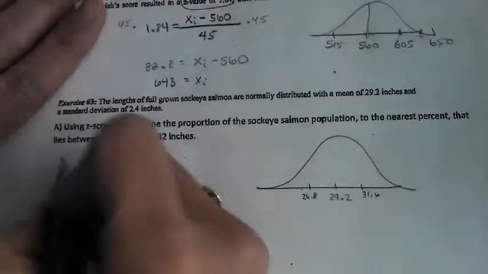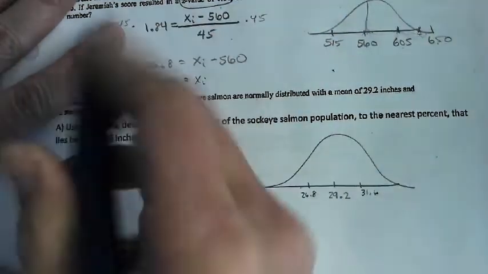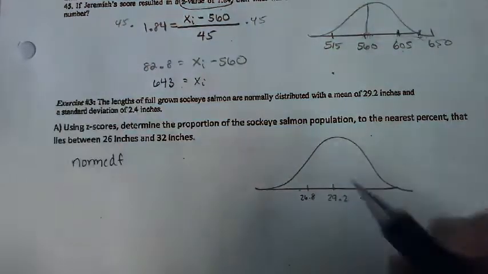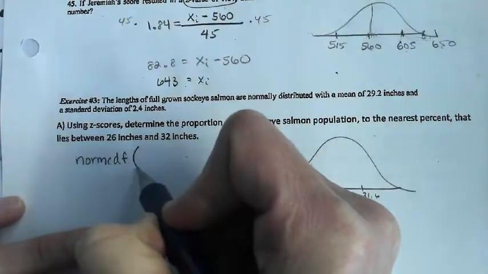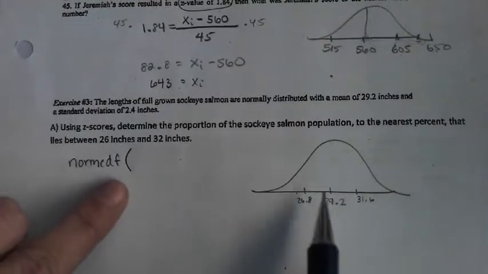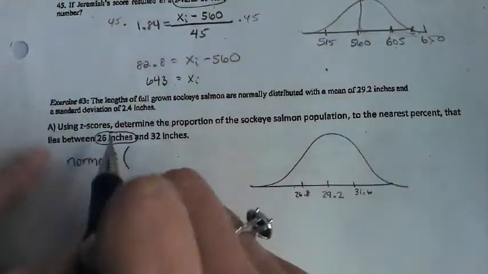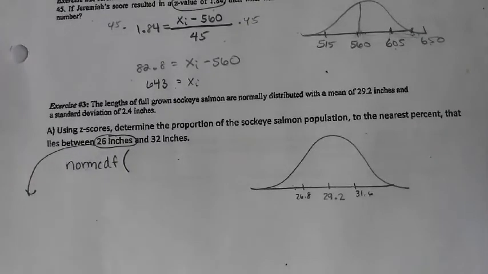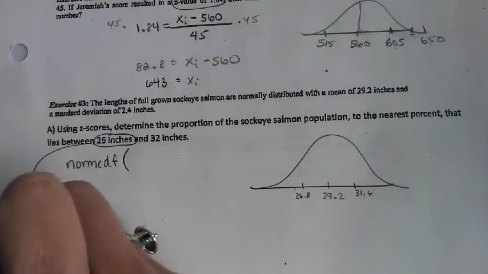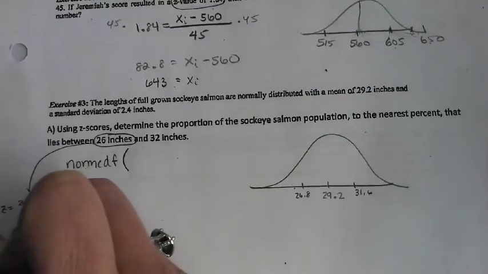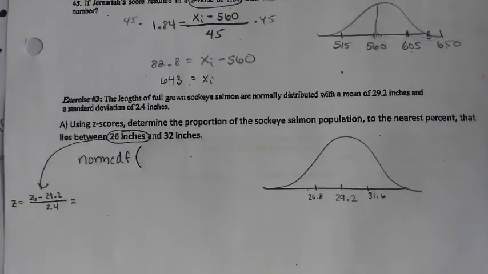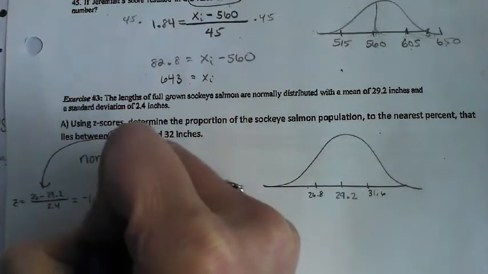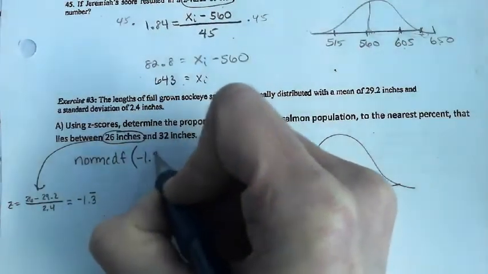So there is a function on your calculator that is always going to be used to figure out the area under a curve, or the percentage of a population under a curve. And the first two numbers are the lower z-score, so the z-score of the 26. We have to calculate that. So z equals 26 minus the average of 29.2 over the standard deviation of 2.4. So that's a z-score of negative 1.3 repeating. So there's your low end z-score.